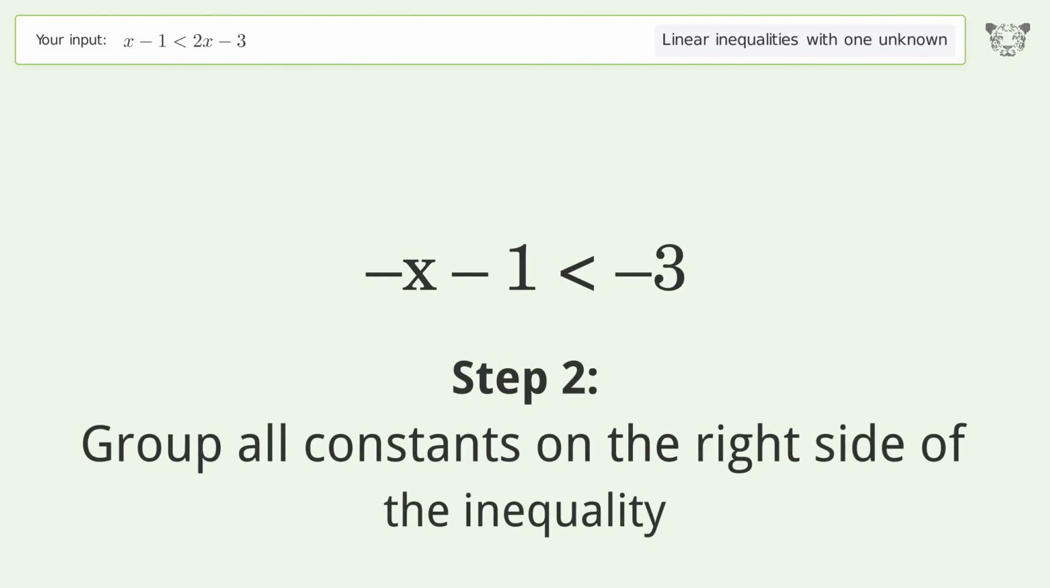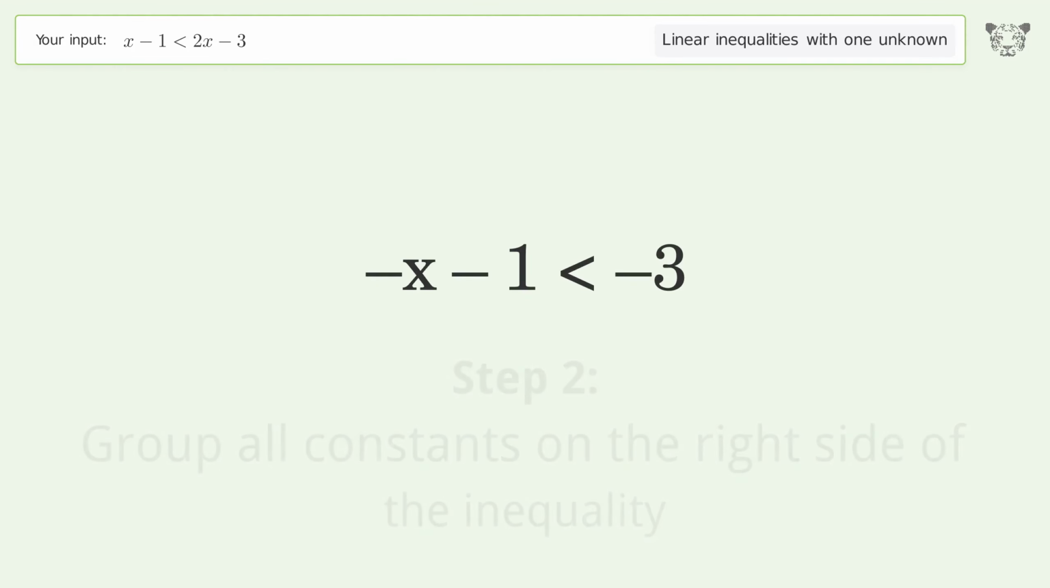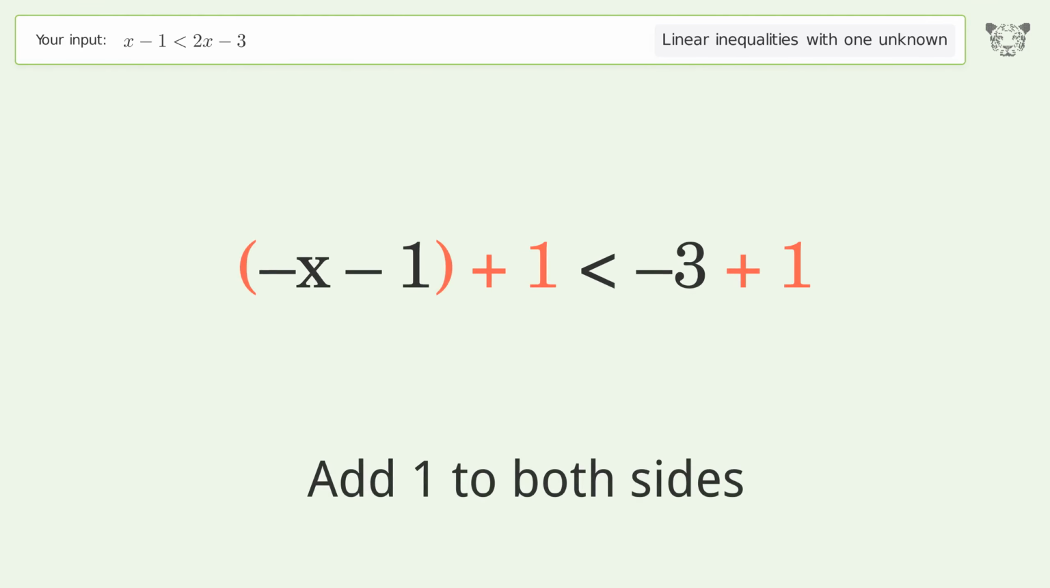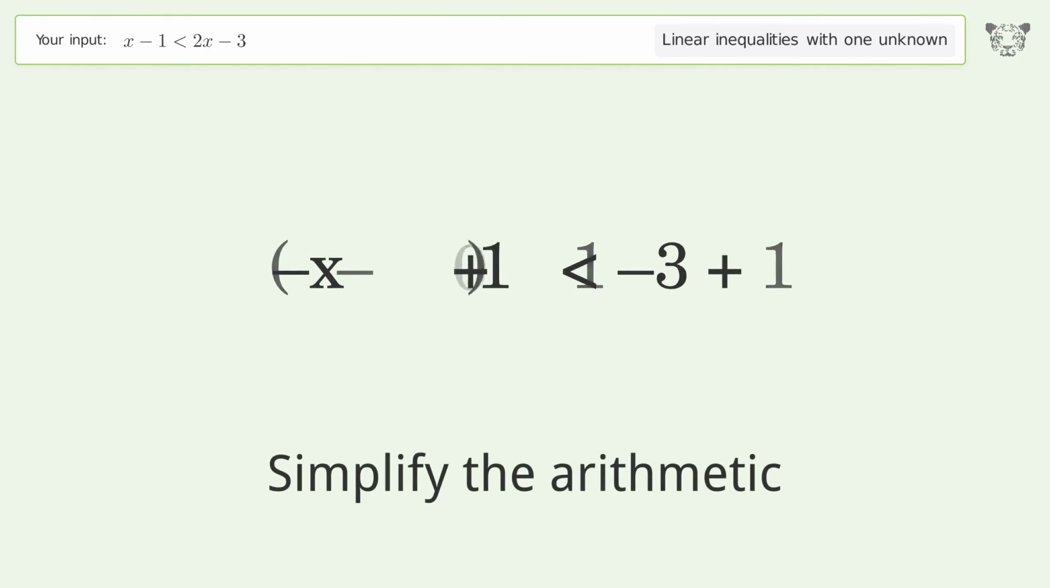Group all constants on the right side of the inequality. Add 1 to both sides. Simplify the arithmetic.